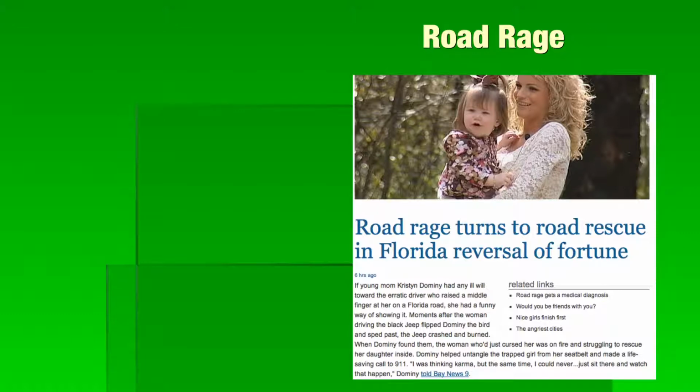Now, this woman who got flipped off, this woman with the child up there in the picture, could have driven by and said, serves you right. That's karma. Serves you right. You flipped me off. I'm not going to help you. But she did the right thing. She pulled over the side of the road and she helped the other person. That's maturity. That's being the better person. Don't let other people change what you know to be right. Okay, always do the right thing.